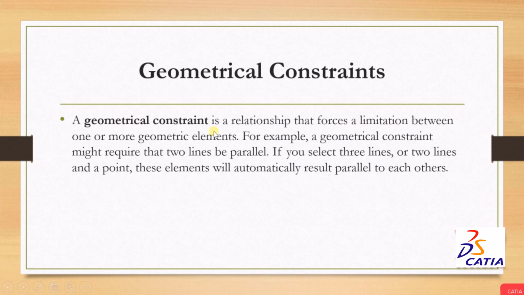A geometric constraint is a relationship that forces a limitation between one or more geometric elements. We have geometric elements like line, circle, rectangle, etc. So we restrict the motion, or we provide a restriction or limitation on that sketch. That is called geometric constraint. For example, if we want to make two lines parallel, we select the lines and then we insert the parallel constraint. So that is called constraint.